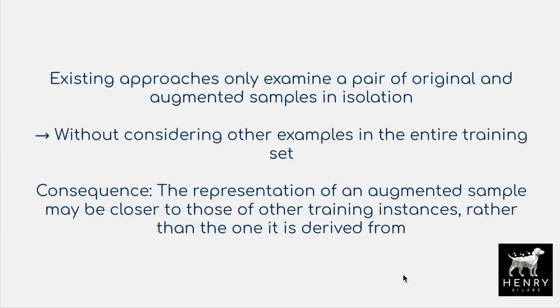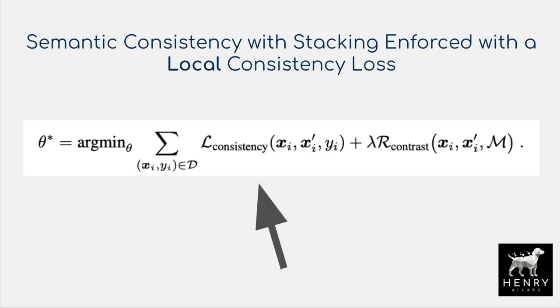So this is the key insight from this paper that I thought was really interesting, in that existing approaches for data augmentation and consistency regularization particularly only examine a pair of original and augmented samples in isolation. This is describing things like unsupervised data augmentation, more so than these contrastive learning frameworks, which really haven't quite made their way to text yet. There are some interesting papers out that I'll link to in the description of this video, but it's still a new idea of applying this contrastive learning to text data in natural language processing. So they often just augment these examples without considering the other examples in the training set. And then the consequence is that this new example isn't going to have this local neighborhood property.